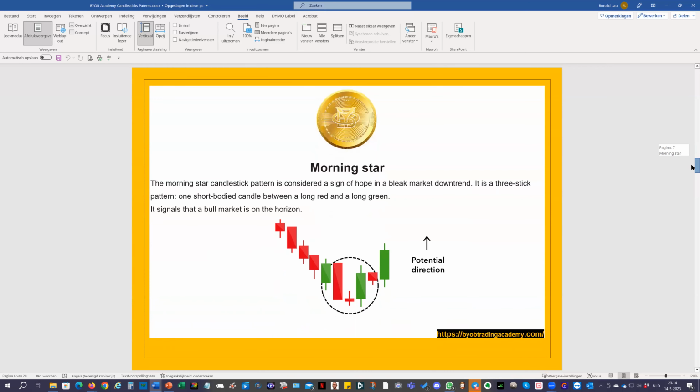And then we have the morning star. What are you seeing here? Hope. That's what we call it. Hope in a bleak market, a downtrend.